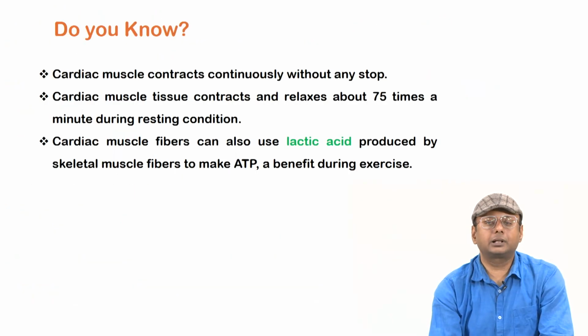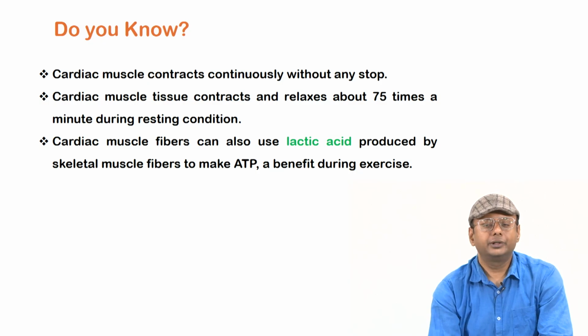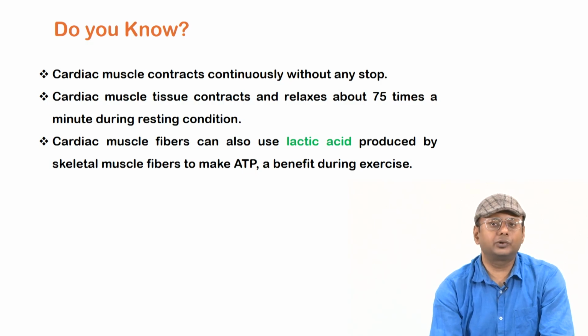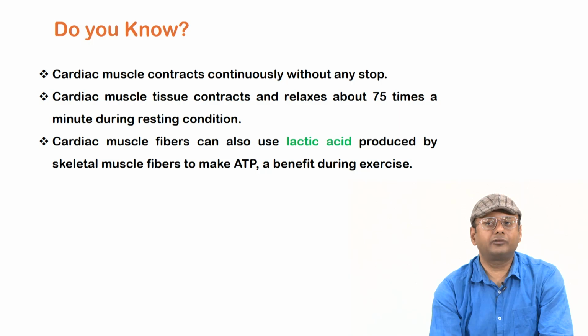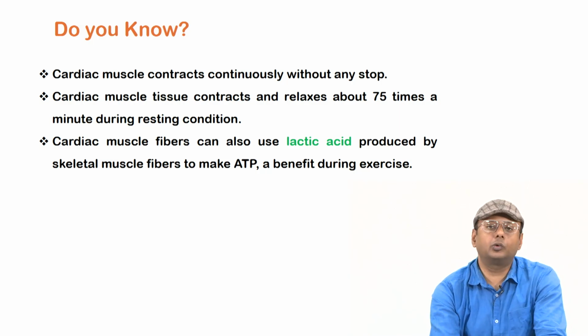Cardiac muscle contracts continuously without any stop. Cardiac muscle tissue contracts and relaxes about 75 times a minute during resting conditions. Cardiac muscle fibers can also use lactic acid produced by skeletal muscle fibers to make ATP. ATP is needed all the time, as you saw how ATP attaches during the muscle contraction steps and the overall process. So it is also beneficial during exercise, when a lot of lactic acid is produced, and the cardiac muscle fiber can use this lactic acid to make more ATP.